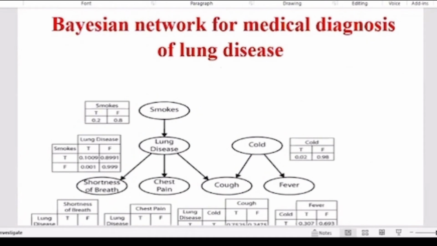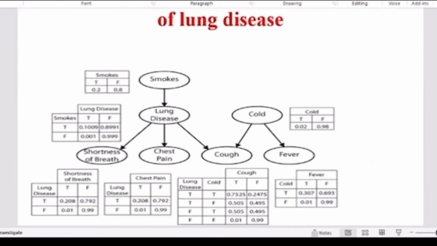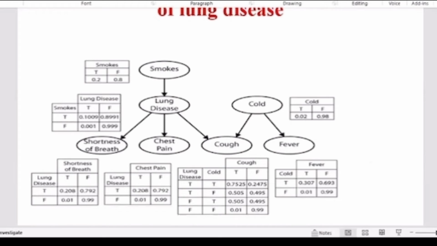Oh my God, what about lung cancer? Diagnosis of whatever disease. Now we're talking about lung cancer, and of course, they're looking at the parents. What are the main parents in lung cancer? Smokes, lung disease, shortness of breath. These are symptoms. Cold, cough, fever. Now you understand all of that, right? You can find the probability of the joint occurrence of all the variables, and at the same time, you can also figure out the probability of a certain variable of interest. Is that not interesting?